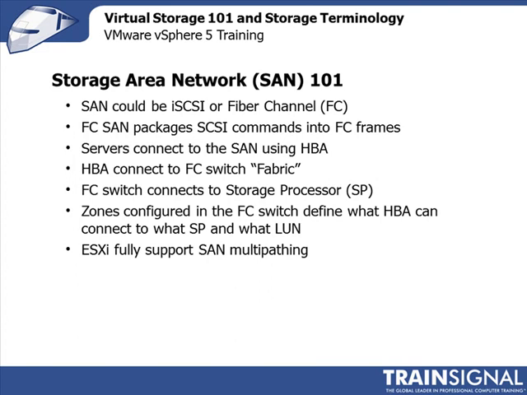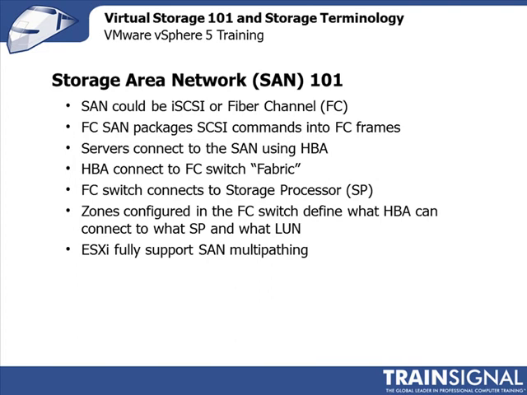Servers connect to the SAN using an HBA. Think of HBA as the equivalent of your NIC card, except it can accept a fiber cable, whereas the NIC card will only accept an Ethernet type cable. So just again, to give you some sense of relation here. HBA connects to a Fiber Channel switch. The Fiber Channel switch is typically known as the fabric. Fiber Channel switch connects to a storage processor.